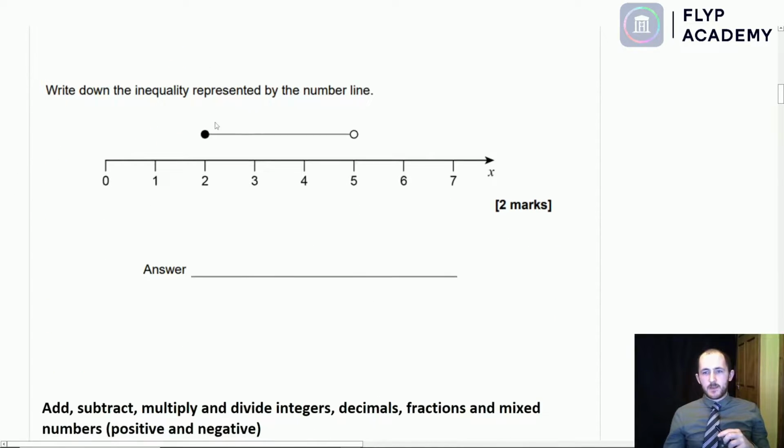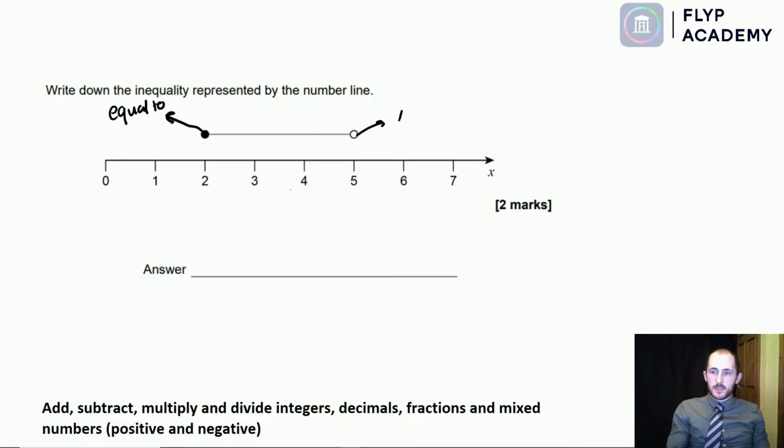The next thing they like to do is represent inequalities on number lines. As a reminder, when it's filled in, it means it's equal to. And when it's hollow, it's not equal to. So what this is saying is it's all the values in between 2 and 5. So we first write 2 and we write down 5. And in the middle we always have x, which is our unknown number.